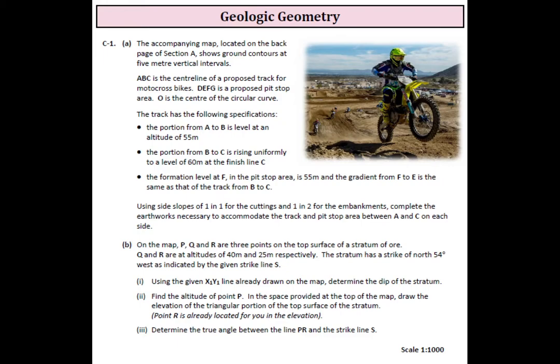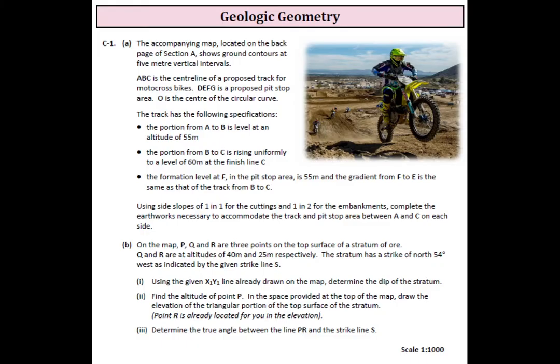ABC is the central line of proposed track for motocross bikes. D, E, F and G is a proposed pit stop area. O is the center of the circular curve. So the specifications: the portion from A to B is level at an altitude of 55 meters. That's the curved section.